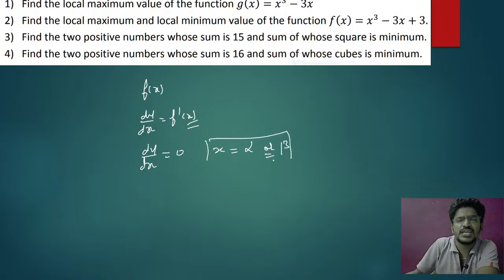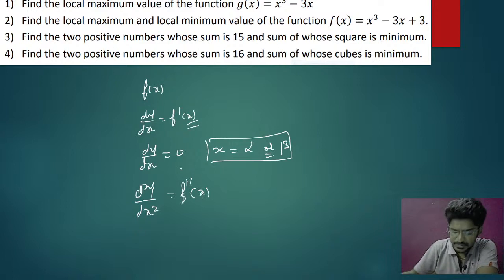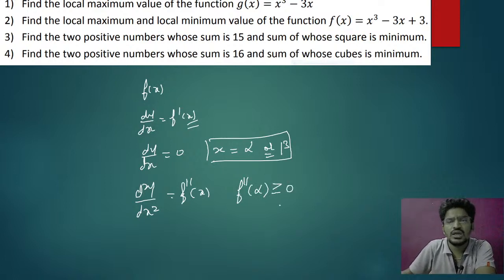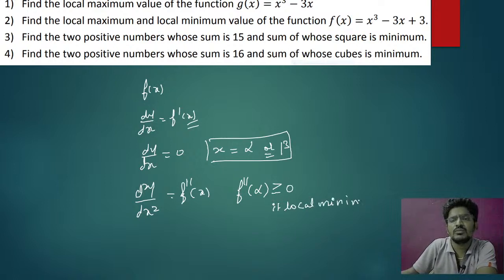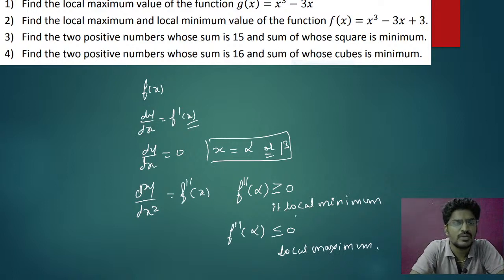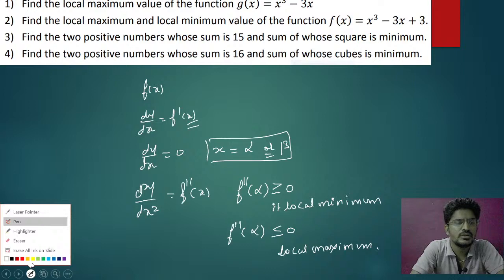After that, you just take them in a box and differentiate this equation again. You will get d square y by dx square. So now here you are going to get f double dash of x. Now you have to put the values of x. Take f double dash of alpha, if it is greater than or equal to 0, it is local minimum. If f double dash of alpha is lesser than or equal to 0, it is local maximum. Okay. So this is the rule for local minimum and local maximum. Clear? Okay.